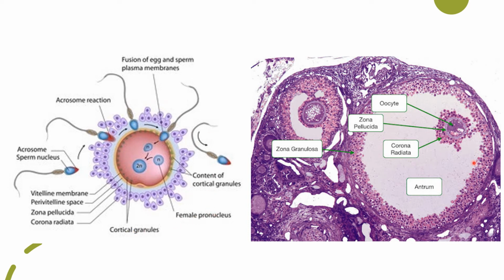Under the microscope, it looks like this. This is the zona granulosa. This is the antrum, or the space in between. This is the oocyte itself, the zona pellucida, and then the corona radiata that surrounds it.